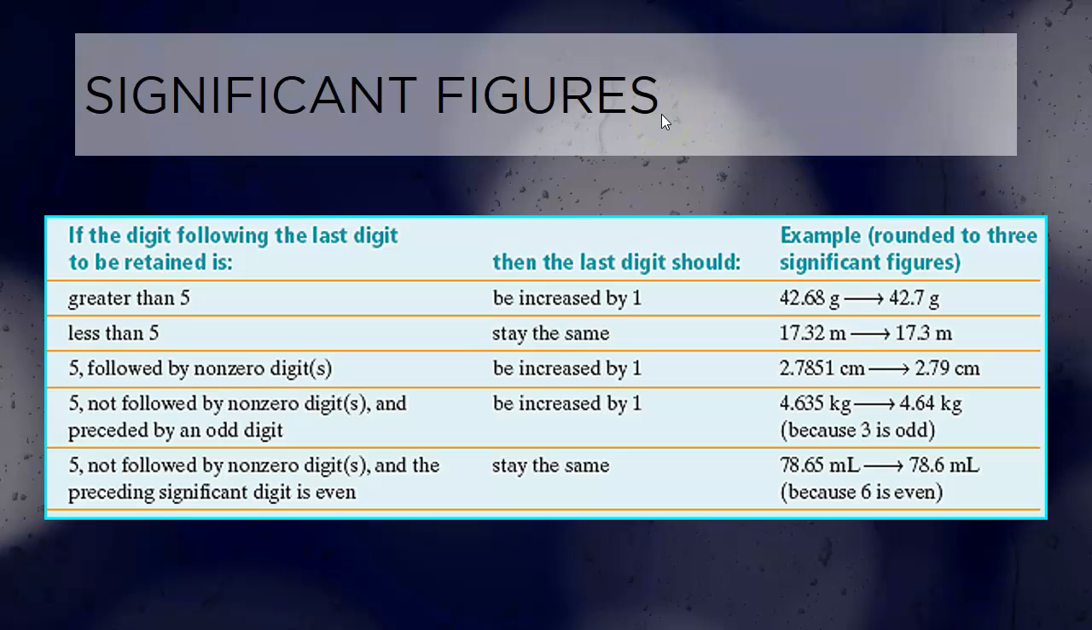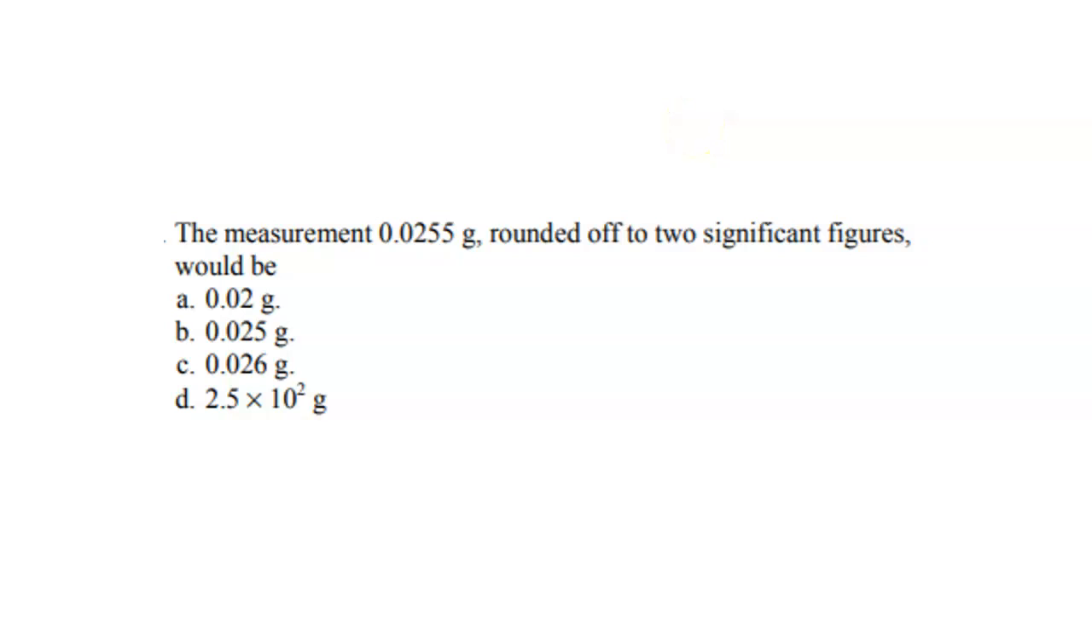But any questions about the rounding stuff? You good with that? So looking at 0.0255, if I round that to 2 sig figs, I'll let you think about that.